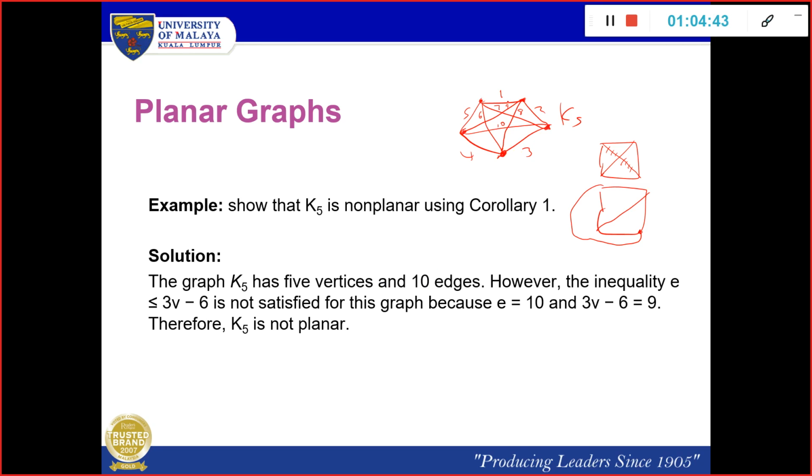So before you try to mess up moving edges this way and that, try to use a theorem, Euler's theorem, or corollary one first. What is corollary one? E is less than or equal to 3V minus 6. Euler's theorem is V minus E plus R equal to 2. So how many vertices do you have here? 5, minus edges 10, plus regions. Oh, so many regions. How many regions here? 1, 2, 3, 4, 5, 6, 7, 8, 9, 10, 11. Is that correct? 3, 4, 5, 6, 7, 8, 9, 10, 11.